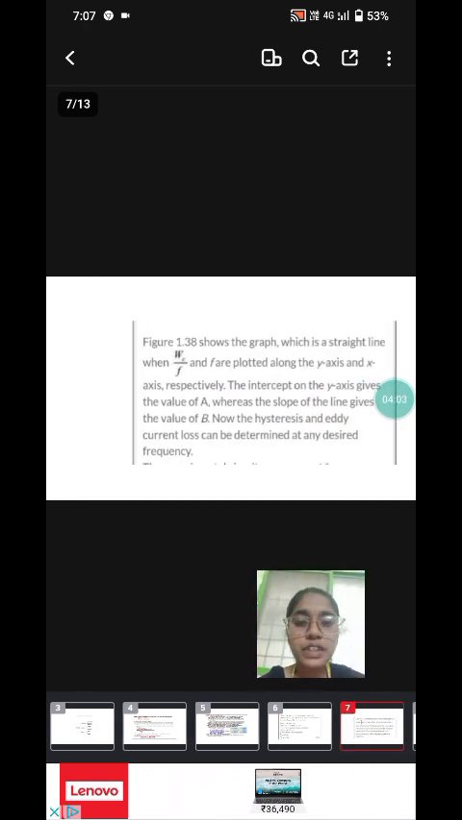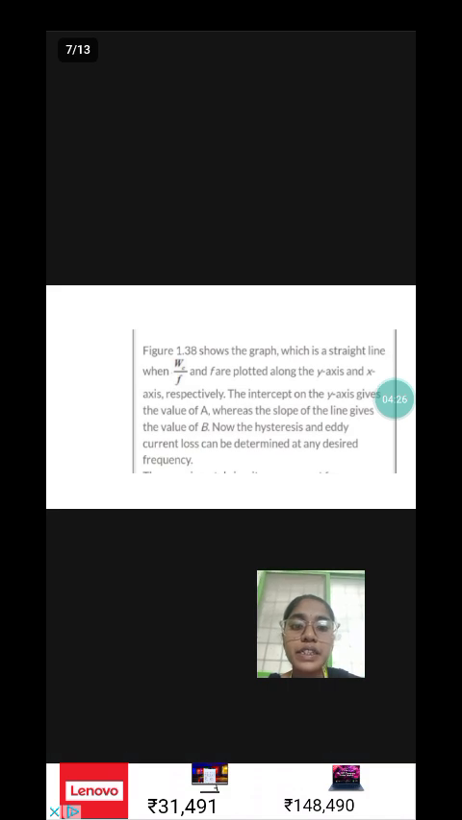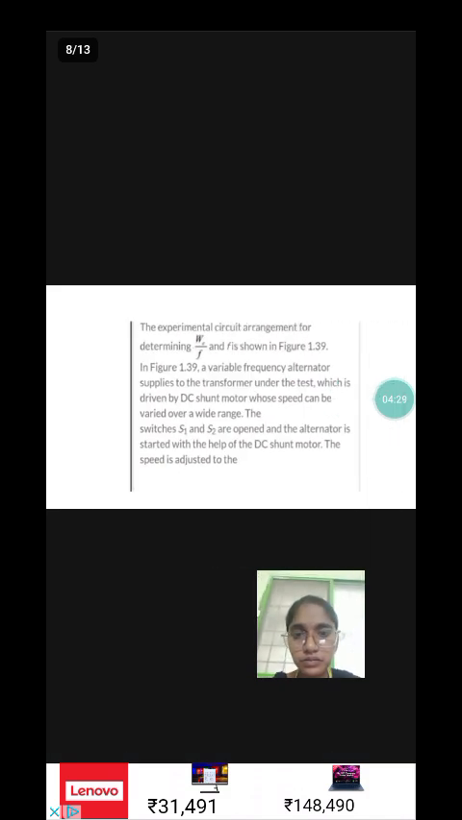as shown in the figure graph, which is a straight line when Wc by F and F are plotted along the y-axis and x-axis respectively. The intercept on the y-axis gives the value of A, whereas the slope of the line gives the value of B. Now, hysteresis and eddy current losses can be determined at the desired frequency.